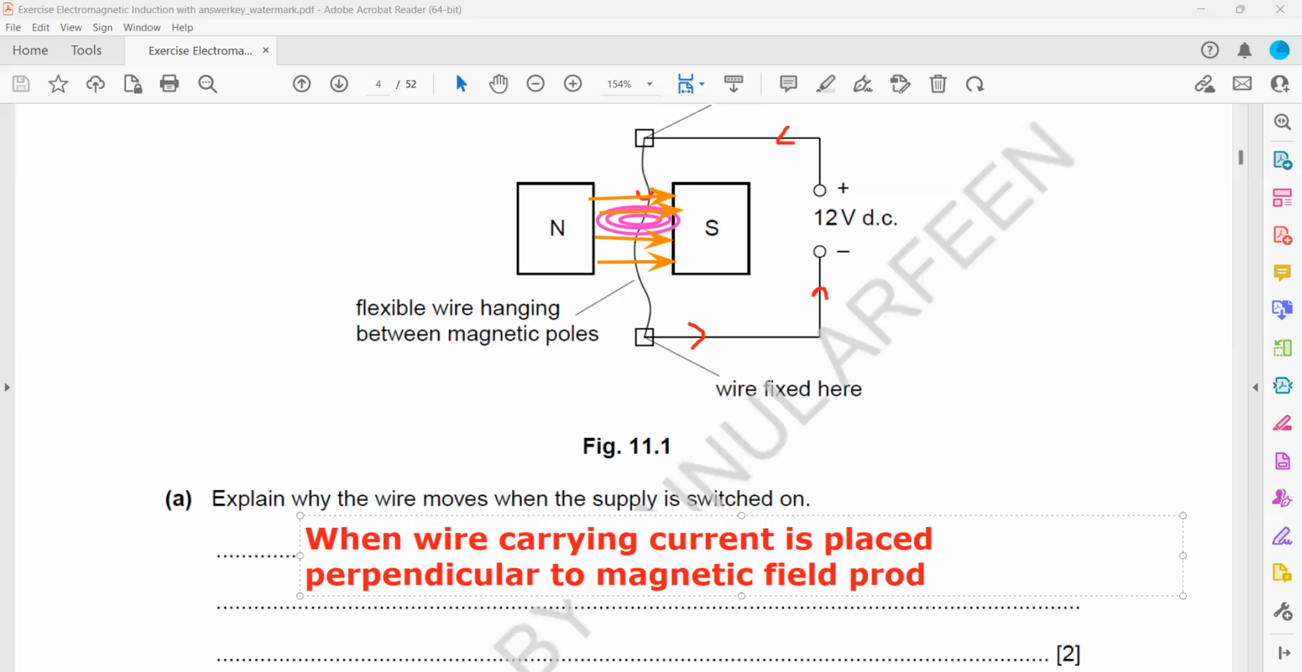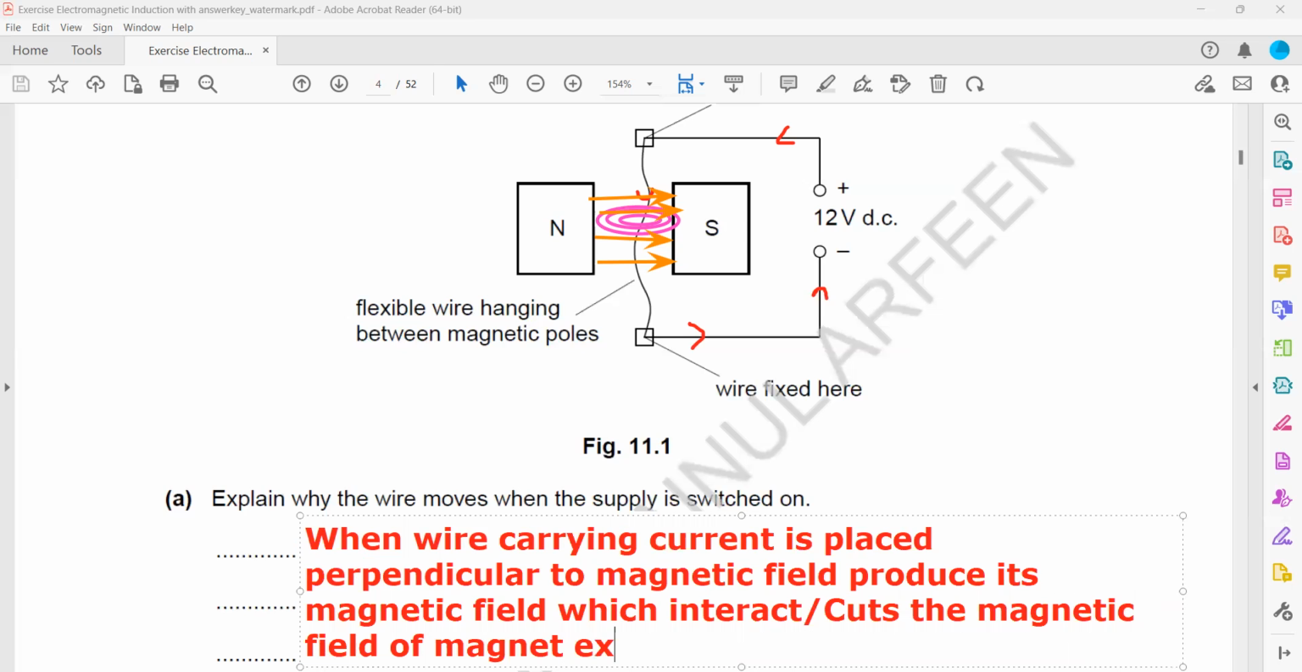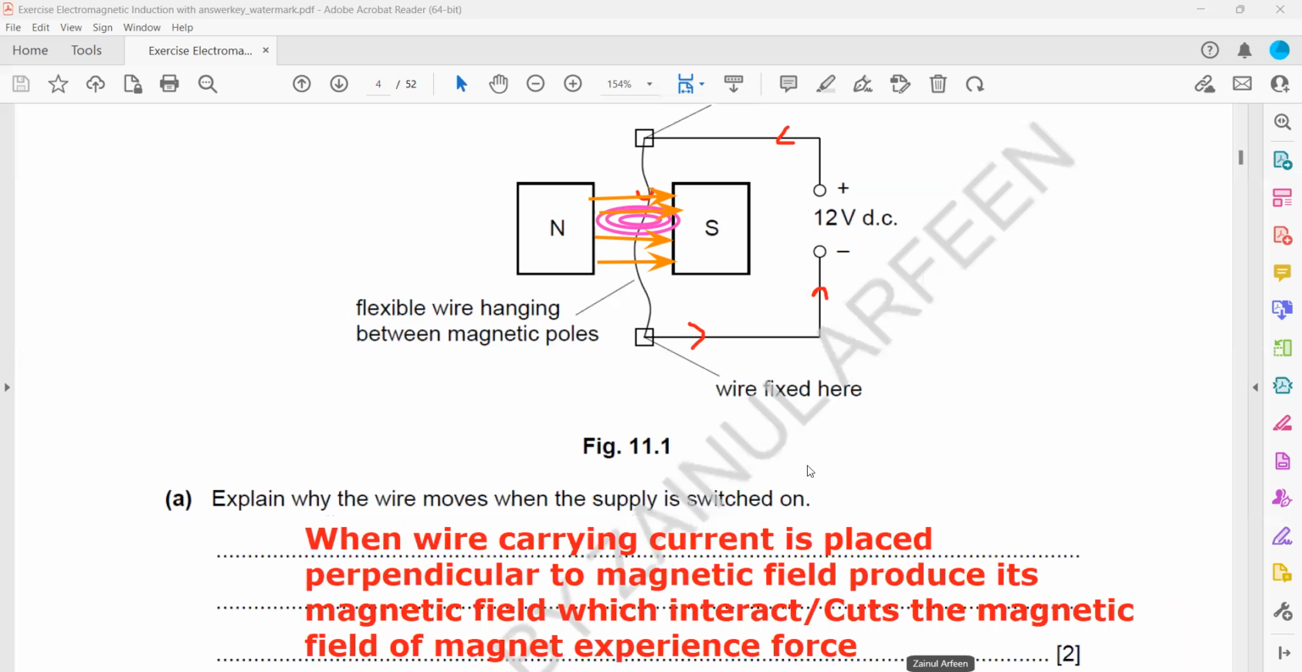and it produces its own magnetic field, which interacts with the magnetic field, or which cuts the magnetic field. You can use the term interact, or you can use the term cuts the magnetic field of a magnet, and as a result it will experience a force. So the mark distribution: when you mention the magnetic field of a permanent magnet and a current interact with each other or cut each other, as a result they exert force on each other. Is it clear, the first part, why the wire experiences the force when it is placed in a magnetic field? Yes, sir.